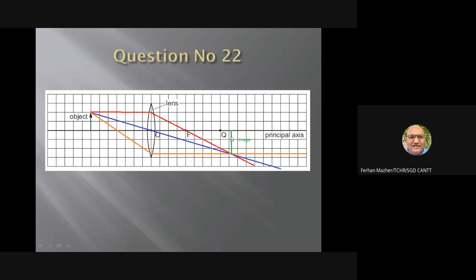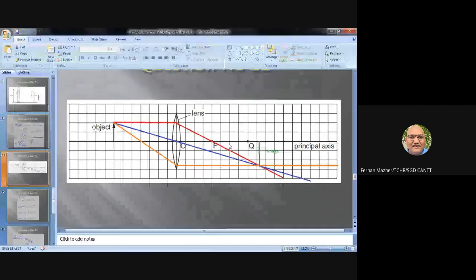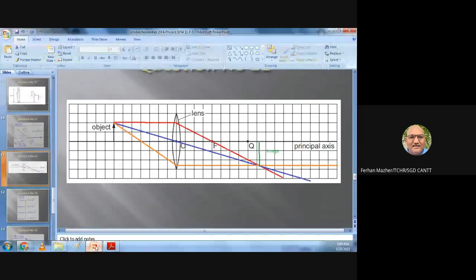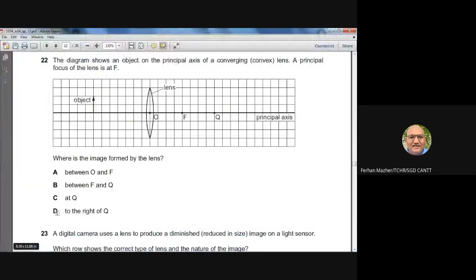So I have shown the image with the green color line here. You can clearly see that the image is on the right side of the Q. The image is on the right side of the Q. So D is the right option. The image is formed to the right of the Q.